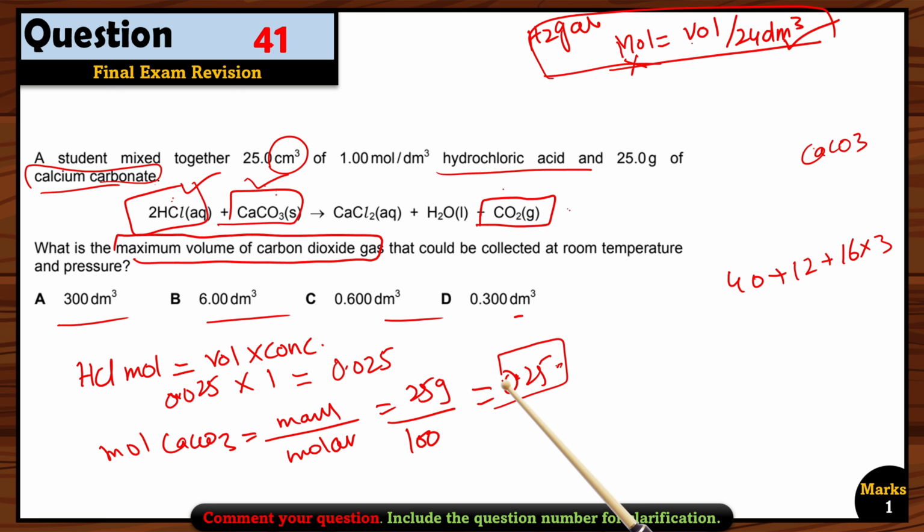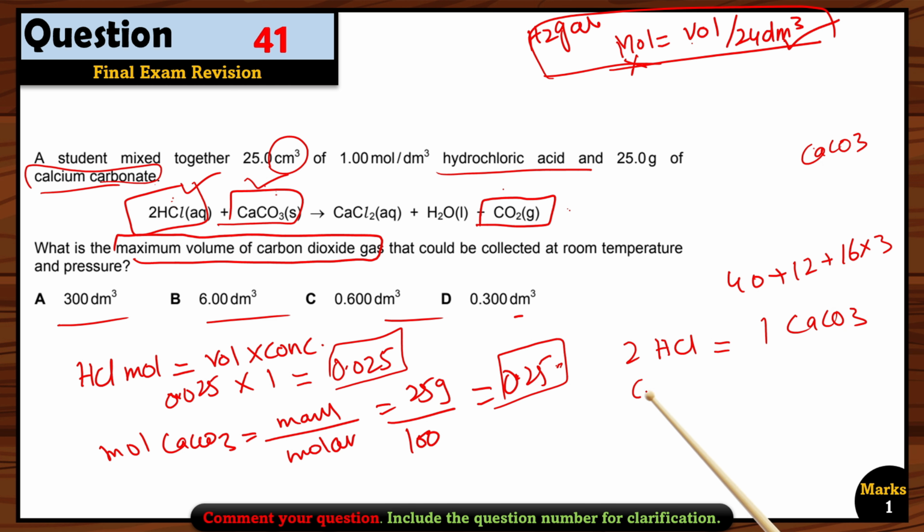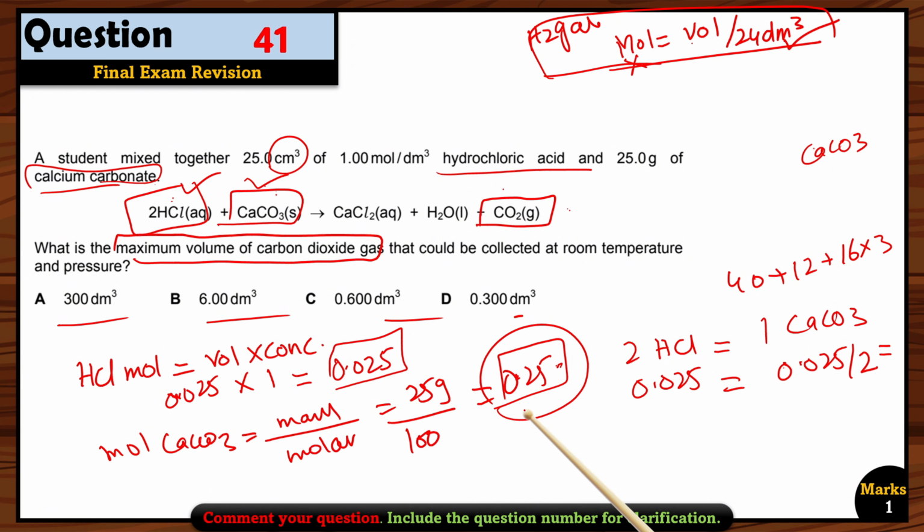This is our mole, 0.25, and this is 0.025. Now let's see one by one. 2 HCl uses how much calcium carbonate? 1 calcium carbonate, right? So 0.025 should use how much? 0.025 divided by 2, right? But if you see here, 0.25 is the bigger number. So it means we have more calcium carbonate, but HCl is the limiting reactant. So now we already know HCl is the limiting reactant, so we will use our HCl moles to find the carbon dioxide.